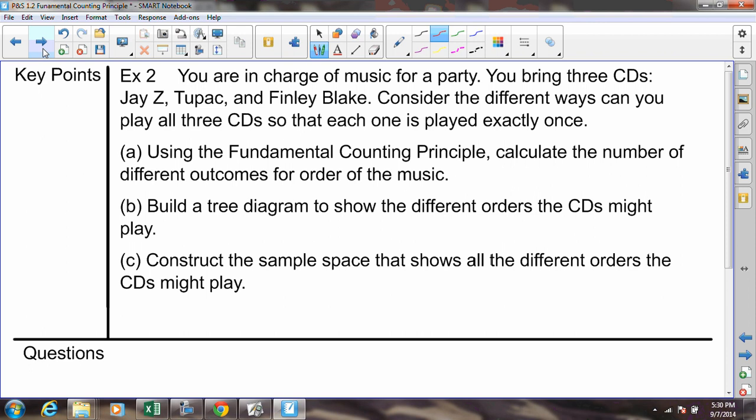Part A asks us, use the counting principle and calculate the number of different outcomes for the order of the music. This one is asking us, if we build the tree diagram, if we create the sample space, how many things should be on it, or how many things should be in the sample space before we do all the work to get it? Well, fairly straightforward to pick that out.